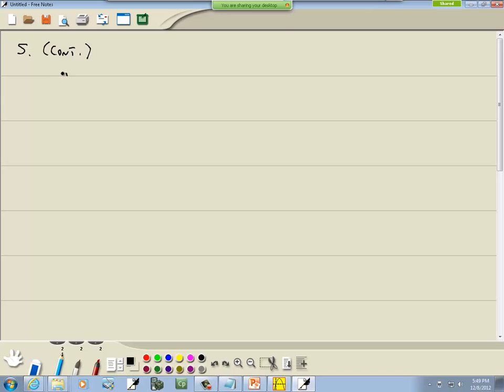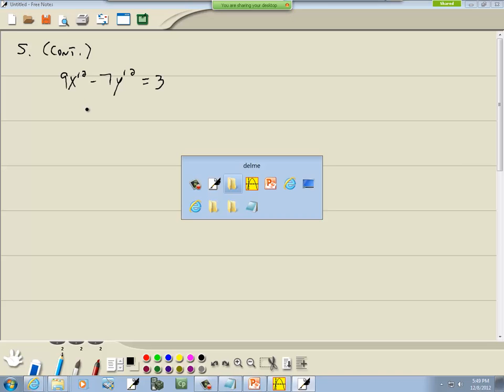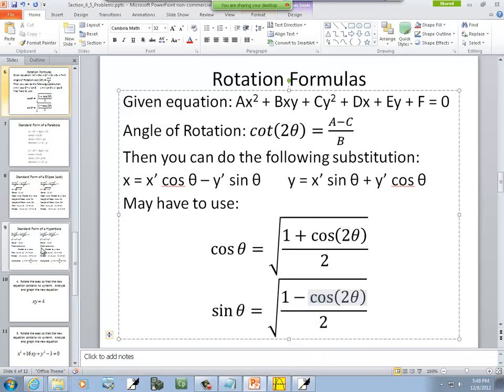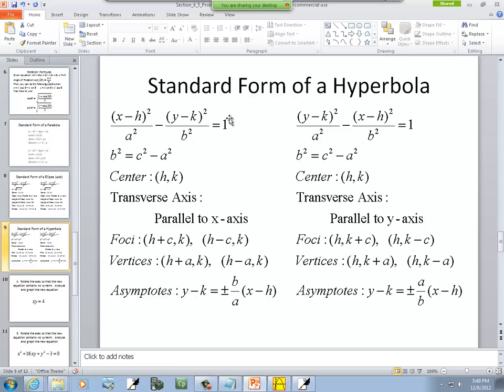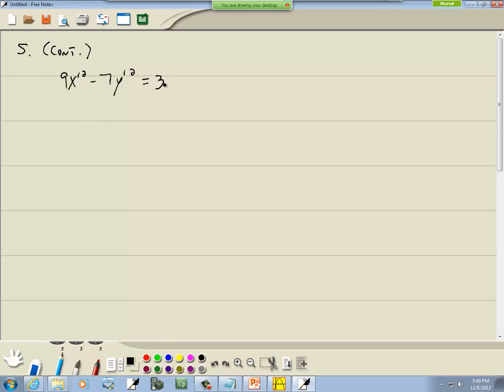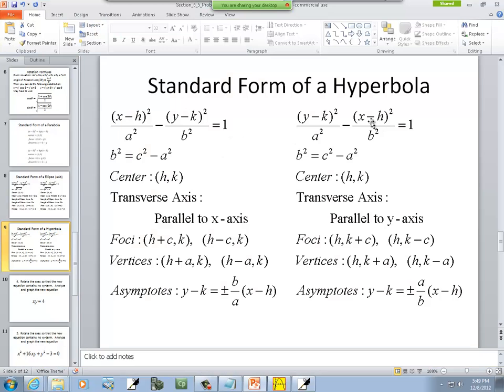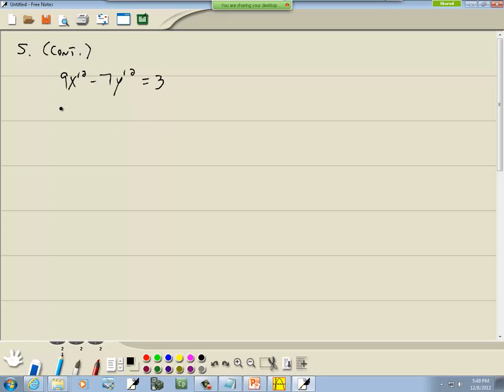We had 9 x prime squared minus 7 y prime squared equals 3. Obviously, this is a hyperbola. Let's put it in standard form of a hyperbola. Well, key thing is we need 1 on the right side, so we'll divide everything by 3. So I got 9x prime squared over 3 minus 7y prime squared over 3 equals 1.